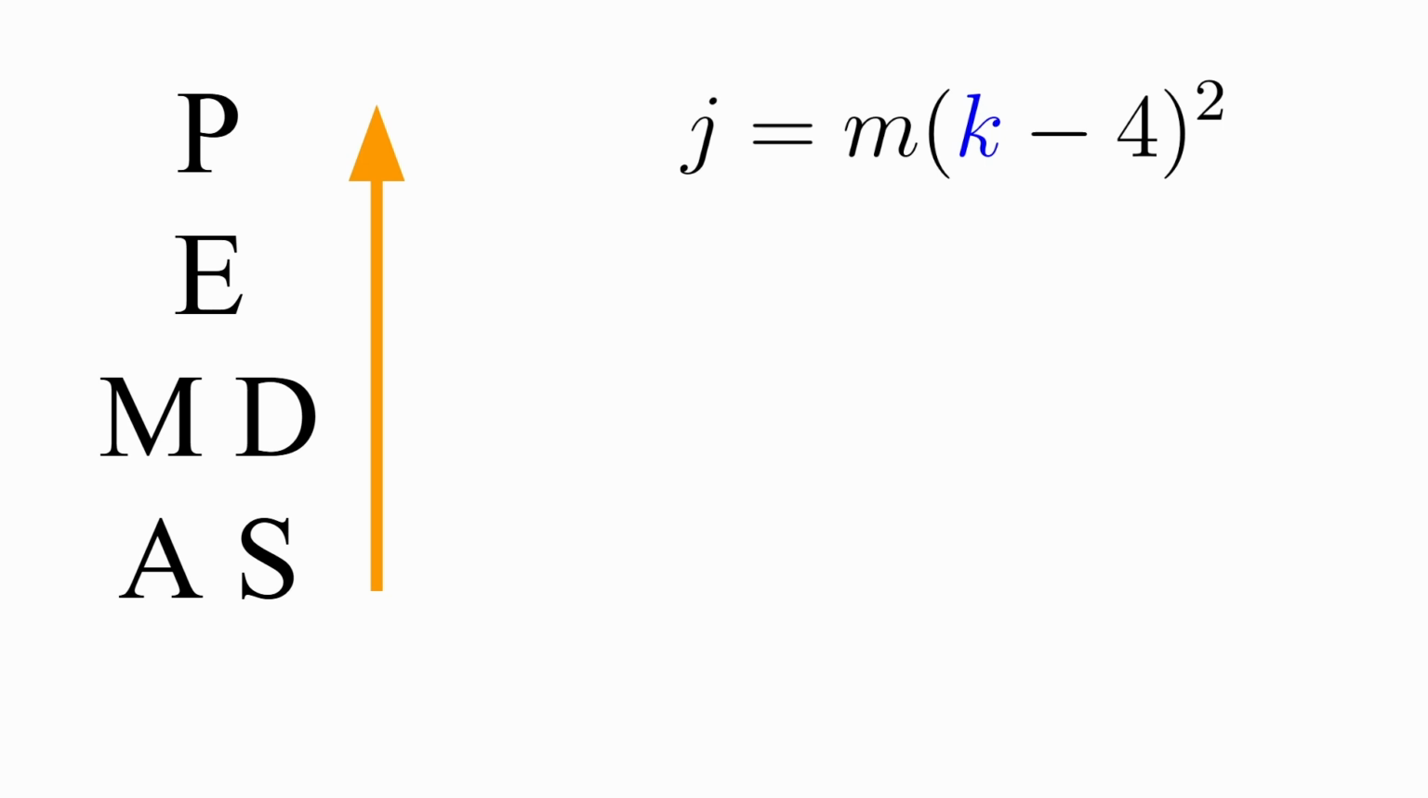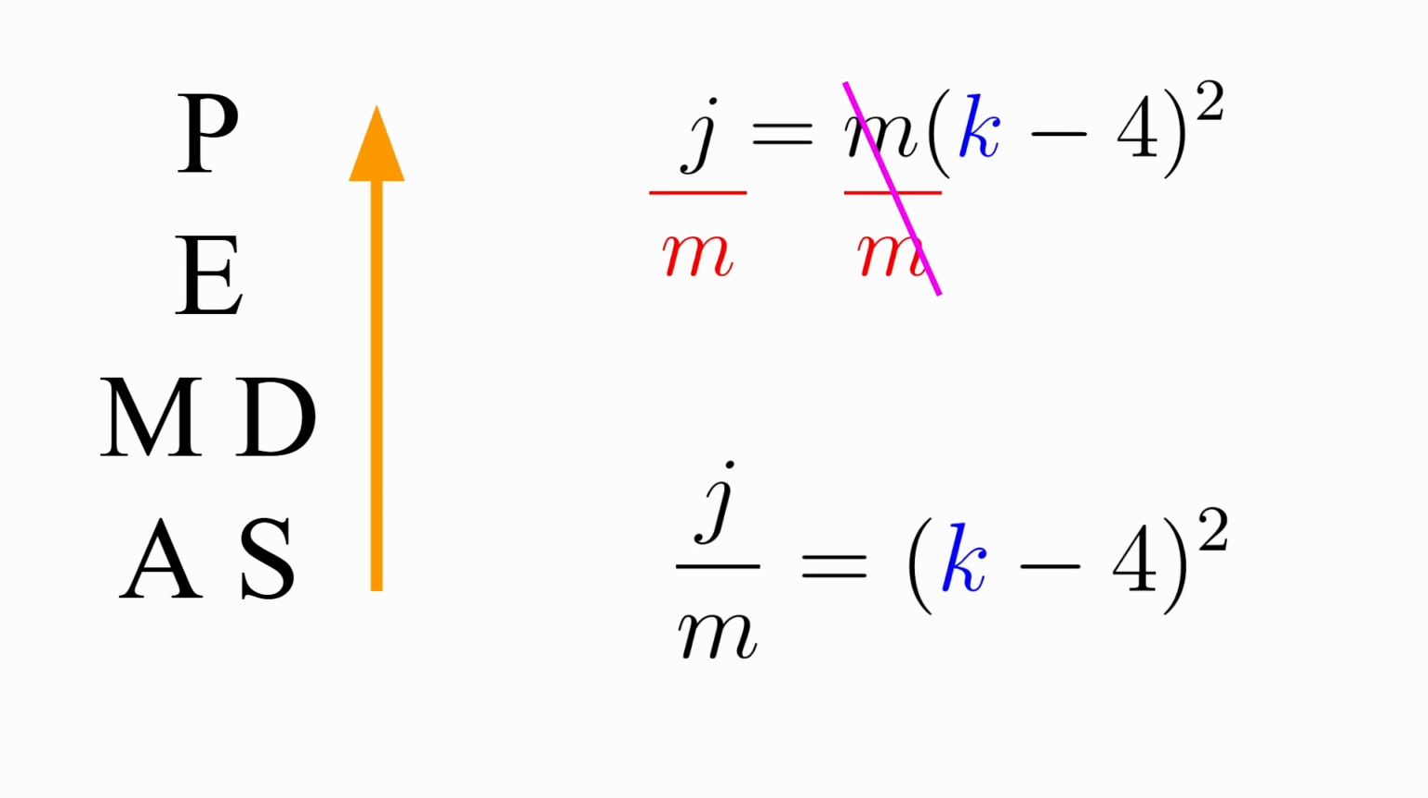So the m is being multiplied, we're going to divide both sides by m. The opposite of multiplication is division. These m's will go away, and we'll be left with j over m is equal to the quantity k minus 4 squared. Now, before we continue, I want to do a quick aside.